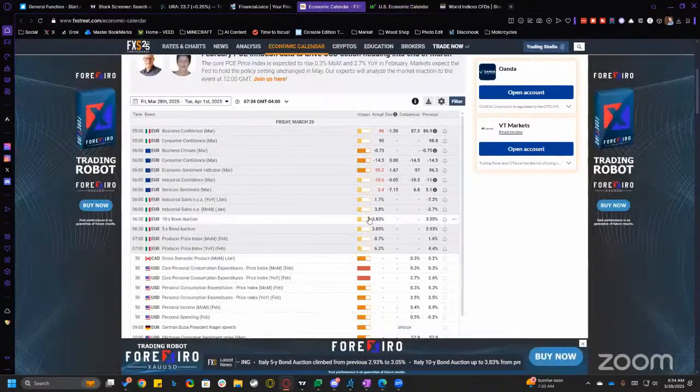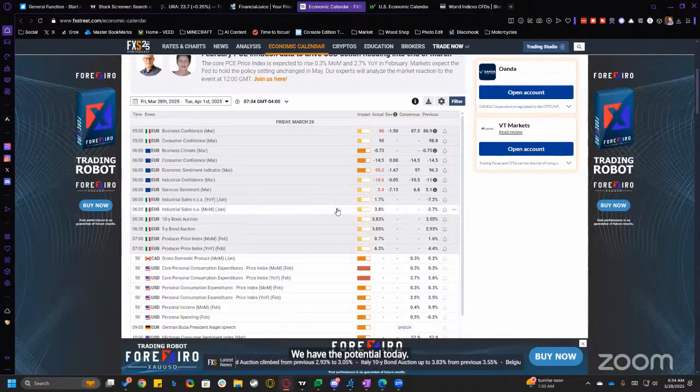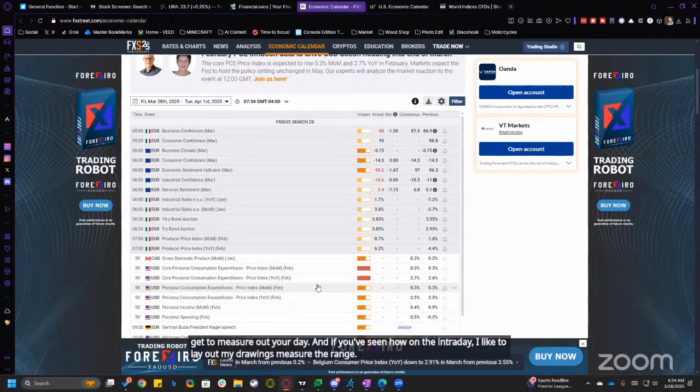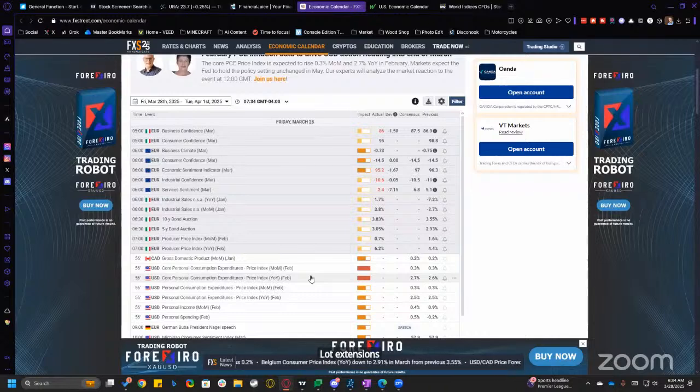We have the potential today for a liquidity gap close trade. I like this trade. I like the setup. I like the play. But even if you don't want to use the trade itself, you can use the candle we get to measure out your day. And if you've seen how on the intraday I like to lay out my drawings, measure the range, plot extensions, you can do all of that on one candle, like the 8:30 CPI, PPI, non-farm payrolls, PCE, things like that. Just that one 8:30 candle.